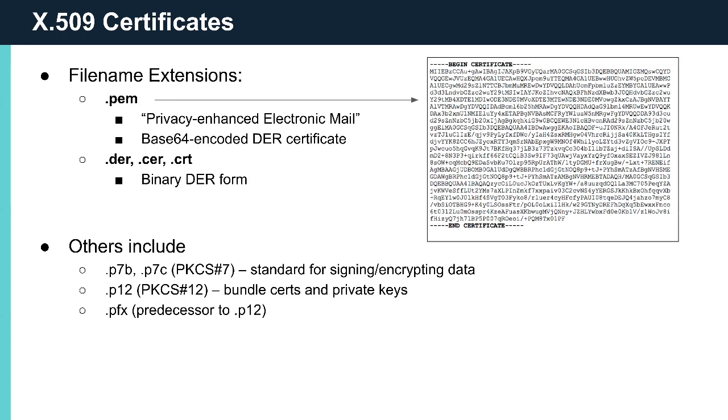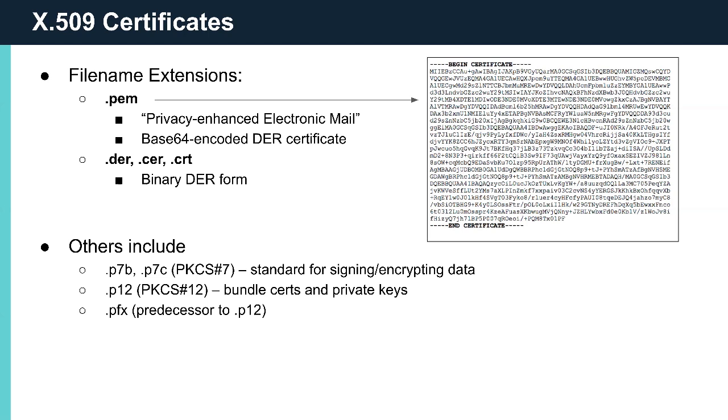You'll see a couple different encodings when you look at certificates. PEM we mentioned before was Privacy Enhanced Electronic Mail, which is a base64 encoded version. If you open that up in a text editor, it'll look like something on the right side of the slide here, where you have a begin certificate at the top and an end certificate marker at the bottom. You'll also see .der, .cer, .crt. Most of these are binary DER formats. If you opened them up in your text editor, it would just be binary data.